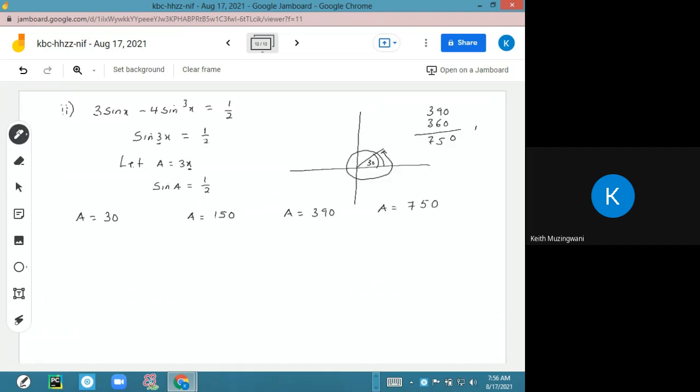For you to obtain half, you can't just say x is equal to 30, because you have to multiply that 30 by 3. So if you go with 30 as your x, you are dealing with 90. That's why we're able to get the coterminals, because we'll break them down by 3. So I think this is enough for 30. Now let's go to 150.